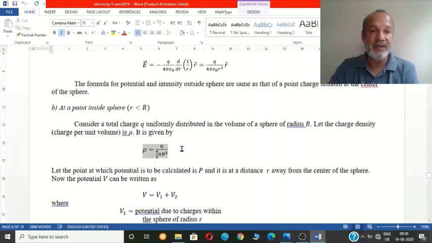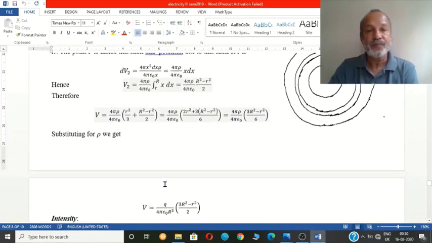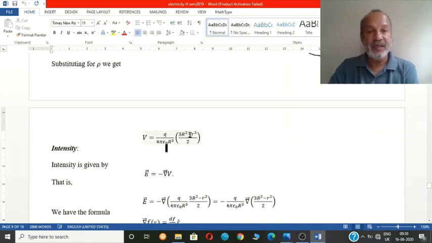Rho I have defined here, because rho is a quantity which we have defined. In the original problem it will be Q. Q will be given and R will be given. You are asked to determine potential and intensity at various points. So that is the potential, and potential depends on small r also.